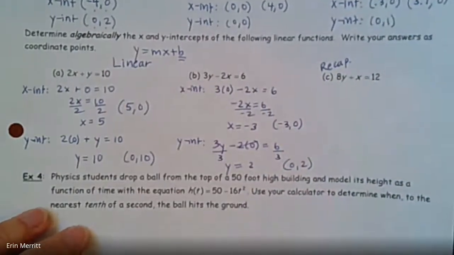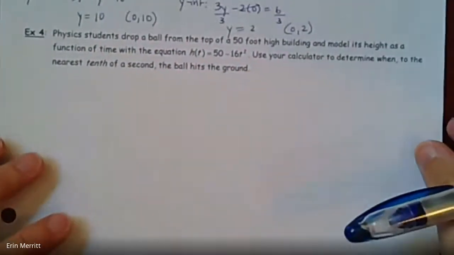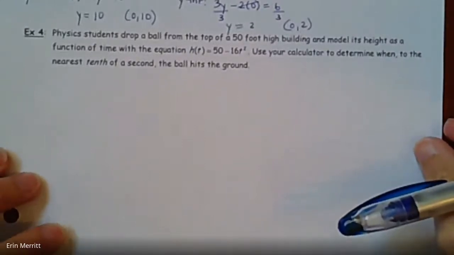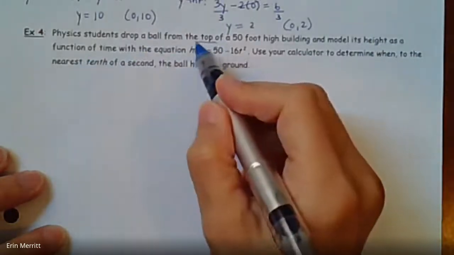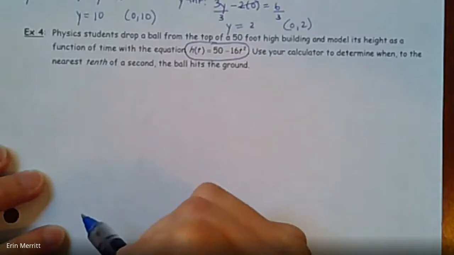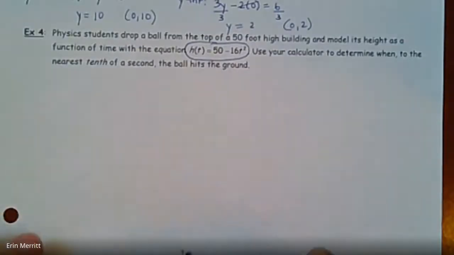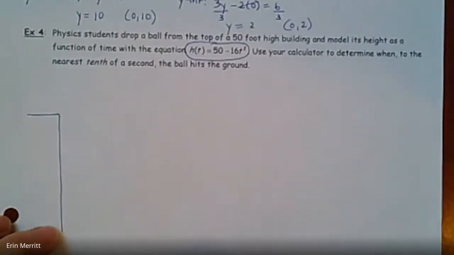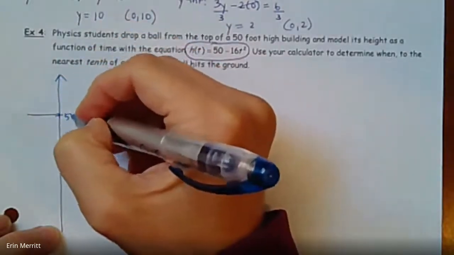Last one. I love this question. All right. Saying physics students, whoops, went a little too tall there. Physics students drop a ball from the top of a 50-foot high building and model its height as a function of time given by this. So use your calculator to determine when, to the nearest tenth of a second, the ball hits the ground. All right. It doesn't have to be gorgeous, but maybe a little diagram. So over here, there's my building, and I'm saying it's 50 feet high. All right. So there's 50.